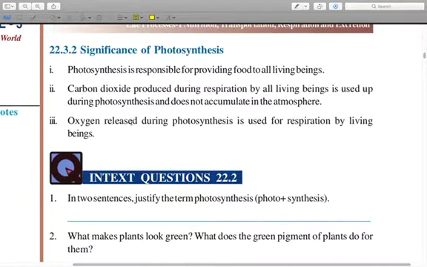The second is carbon dioxide produced during respiration. When we respire, living beings inhale oxygen and exhale CO2. So the CO2 will be there in the atmosphere. This will be absorbed by the plants during photosynthesis, so that carbon dioxide does not accumulate in the atmosphere. And the third one is that oxygen released during photosynthesis is used for respiration by living beings. Like humans, we use that oxygen for our respiration.